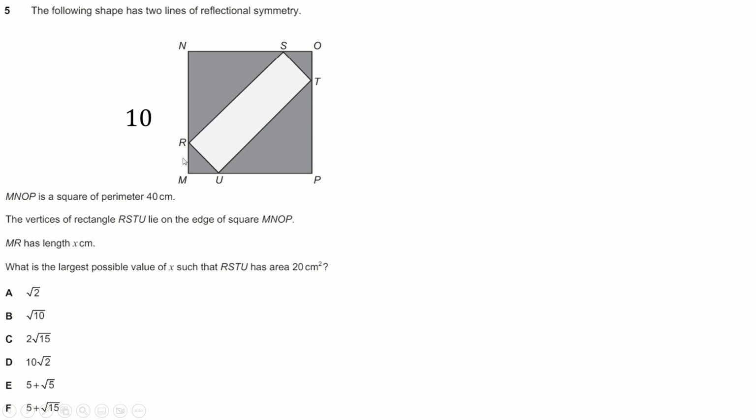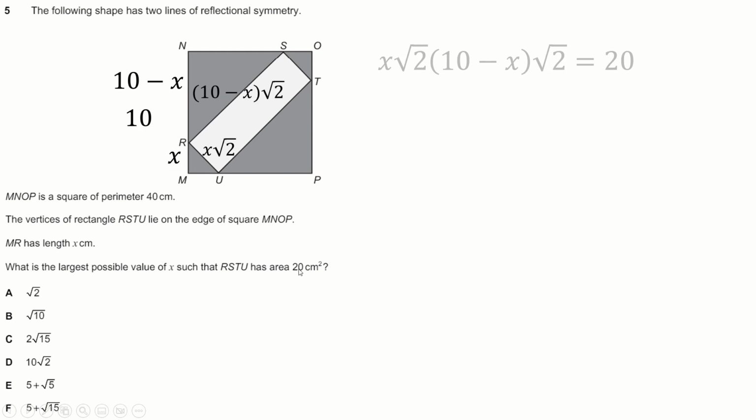Number 5, so perimeter 40 means this is length 10. If I just call this length x, because that's what they told me, then this is 10 minus x. And now, just thinking about the 1, 1, root 2 right angle triangle, this triangle is x, x, x root 2. And likewise, this one here is 10 minus x, 10 minus x, root 2 into 10 minus x. And so these two things times together apparently to make 20, because that's what the area of this rectangle is.